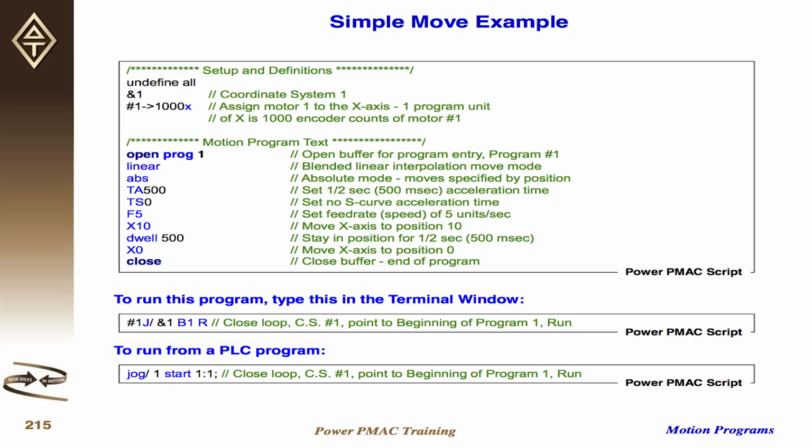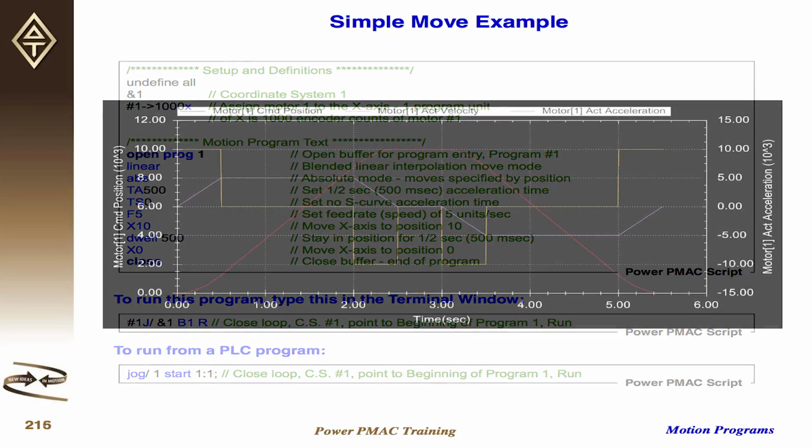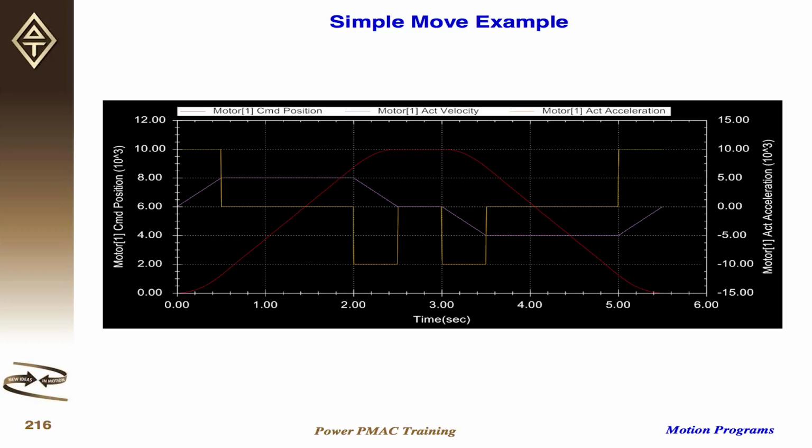And then we move to 10 user units, dwell for half a second with dwell 500, and then we move to 0 user units, absolute in X. And then to run the program, you first close the loop on motor 1, and then issue &1 B1R from the terminal window. And from a PLC program, you would do jog/1, start 1:1. If you plotted it, this is what it would look like, where the commanded position is in red and simply goes forward 10 user units and back to 0.